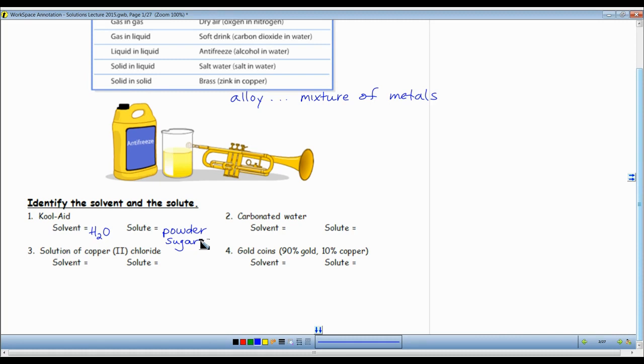Carbonated beverages, carbonated water. The solvent is probably the water. The solute. I mean, there's all kinds of things like in real soda. There's obviously sugar and acids and all that. But if it were straight up carbonated water, maybe I would say the carbon dioxide bubbles are my solute.